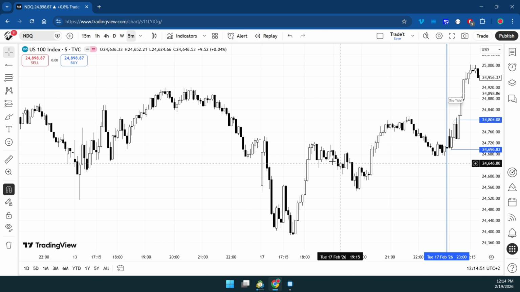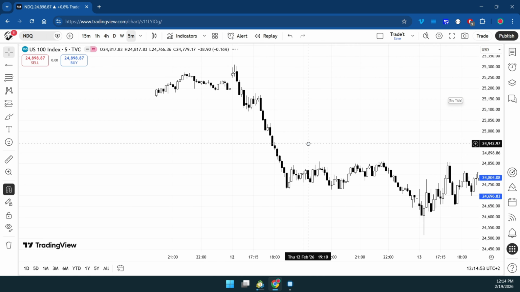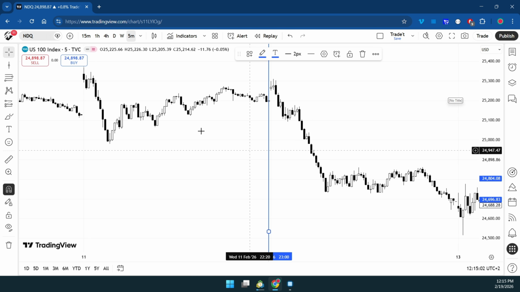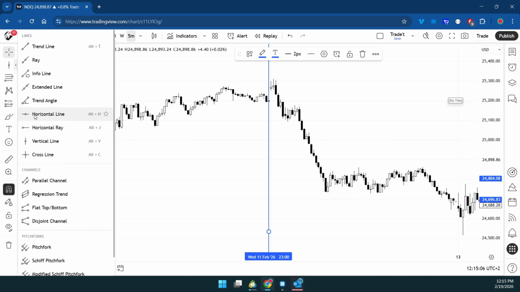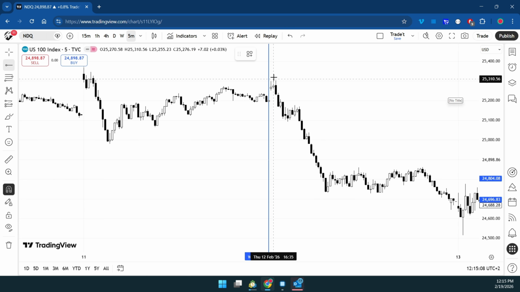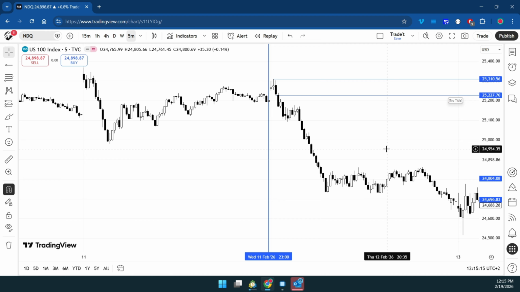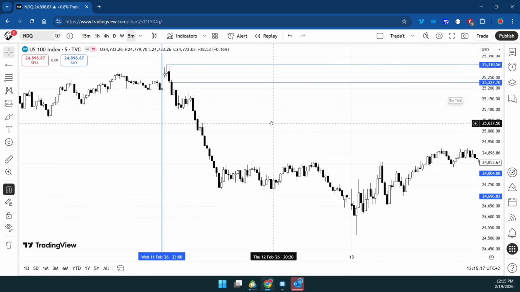And let me take another example. For example, let's take this one. Same, I check where my session started. So it started here. This is the end of my day. And if I want to draw my high and my low for my range, this would give me this range to trade. So we defined the range, we defined the high and the low.